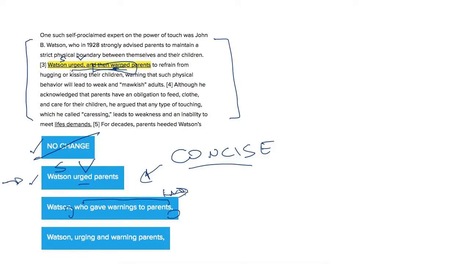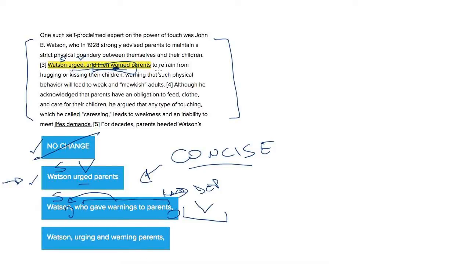It becomes its own sort of dependent clause that's going to be modifying Watson. It's going to be explaining what Watson did. Watson, who gave warnings to parents, so now we have our subject here, but our verb is no longer there. This is not part of the independent clause. That means that we expect another verb here. What did Watson do for this clause to actually be independent?